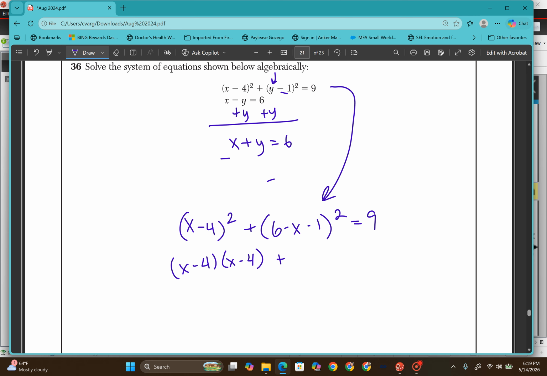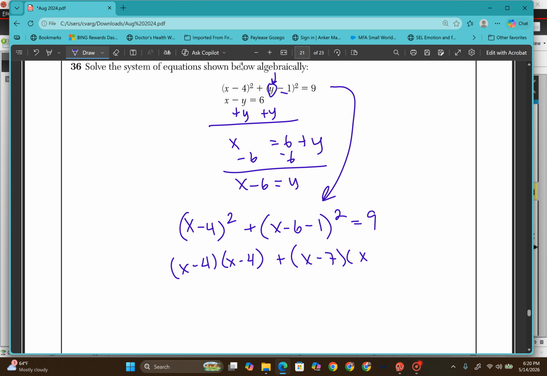Okay, so I added y to both sides, and then I have x equals 6 plus y. To get the y by itself, I do minus 6. So I get x minus 6 is equal to y. So let me fix this. Okay. Here, instead of y, we're going to do x minus 6, and then there's a minus 1. That's better. So this is going to be x minus 7 times x minus 7, right? Because this is negative 7, and its square is equal to 9.